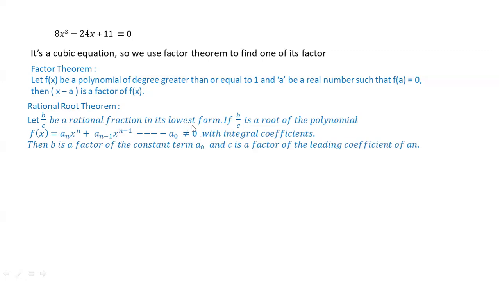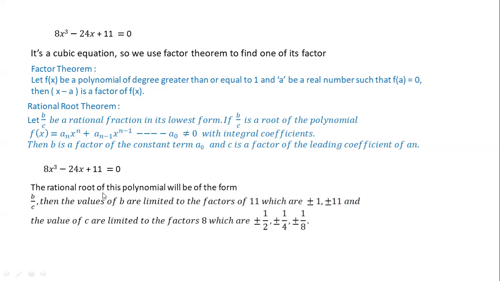So let us consider this theorem in terms of our equation. Now let us see what our equation is. This is the equation. So our constant term is 11 and the leading term is 8. The rational root of the polynomial will be of the form b upon c. Then the values of b are limited to the factors of 11 because it is the constant term, and because 11 is a prime number, it can have only 1 or 11. Only these two possibilities. So it will be plus minus 1 or plus minus 11.